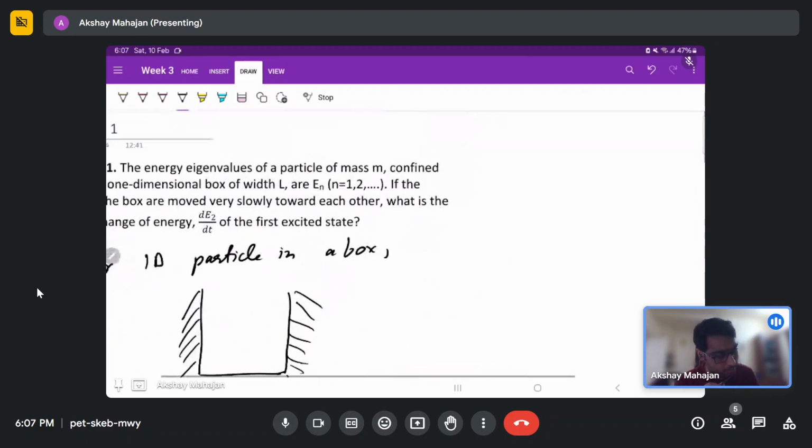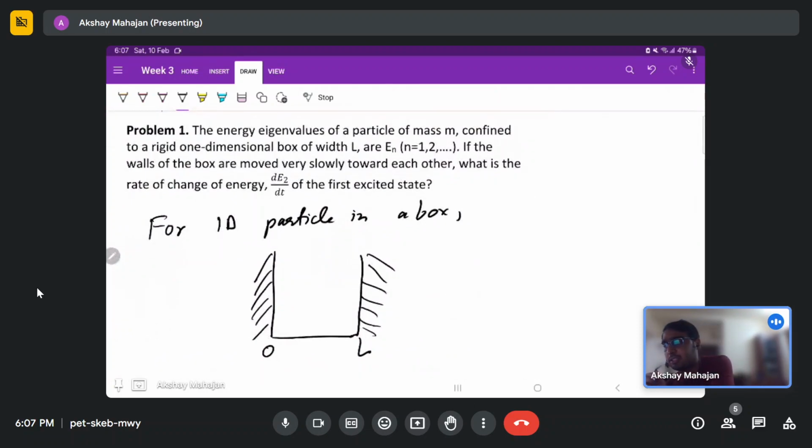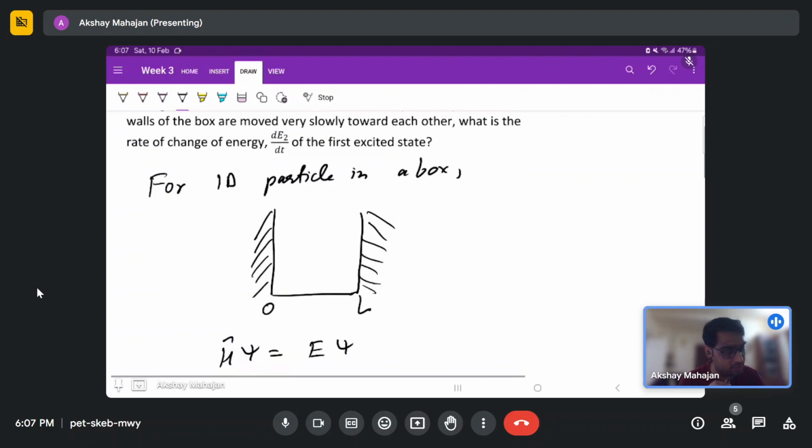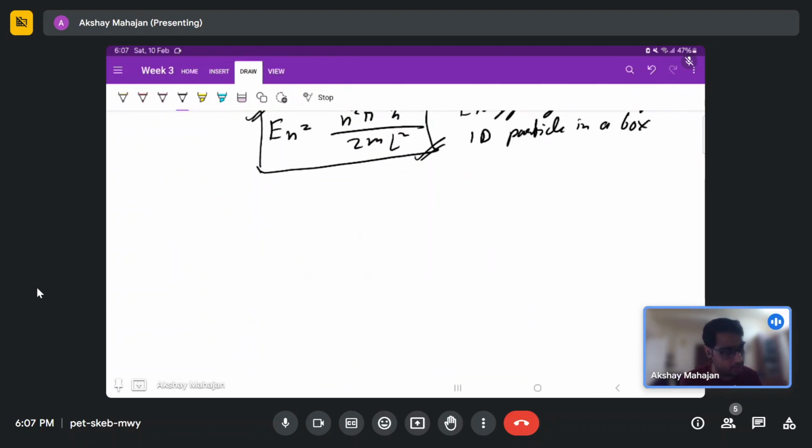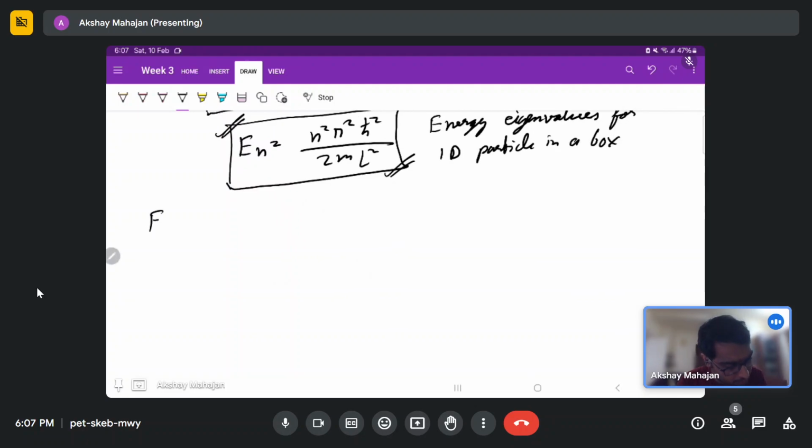Now the problem that has been asked is that we have to find dE2 by dt. It is said that we have to find the change in the first excited state when we are moving our walls towards each other. So for the first excited state, in the question it is already mentioned that it is E2, that is n equals to 2.